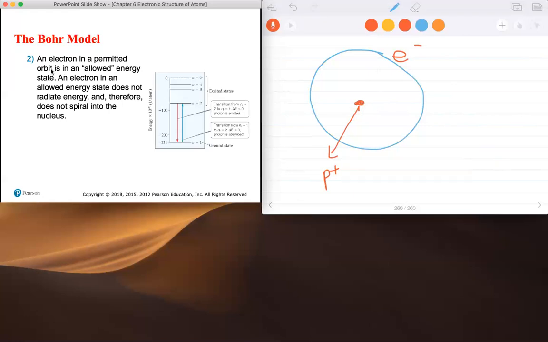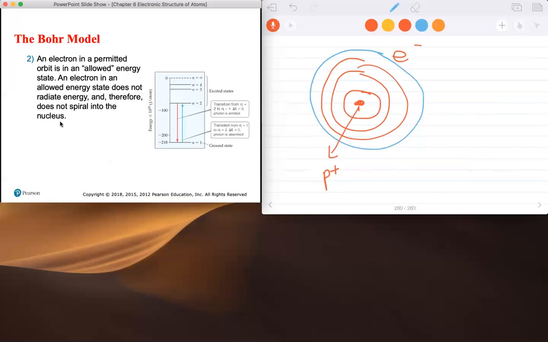He explained that electrons only occupy allowed energy levels. This is allowed, this is another allowed, this is another allowed. The electron cannot leave that energy level. It stays within a specific energy, and therefore it does not spiral into the nucleus.